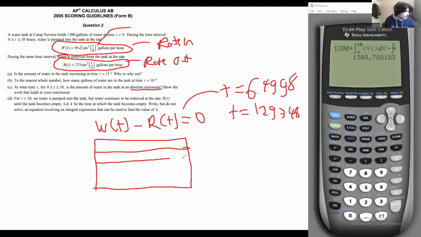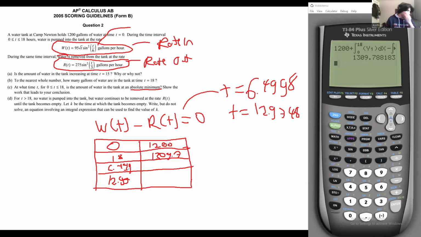Okay, 1, 2, 3. How many numbers do I need? 4. Okay, I can just use this. I'm going to say 0 at t equals 0. I already know how many gallons of water I have: 1200. And at t equals 18, I got approximately 1309.7-something. And how can I find it for 6.499 and 12.97?